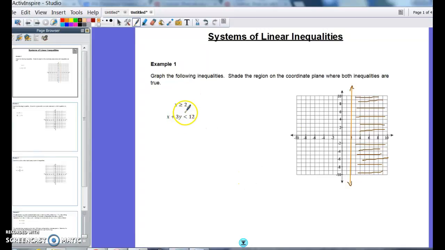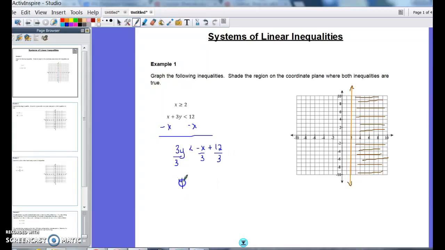Okay, now the next one is x plus 3y is less than 12. So I have to put that into y equals mx plus b form so that I know where to graph the line, and then I'll deal with the shading. So the first thing I'm going to do is subtract x from both sides, and that gives me 3y is less than negative x plus 12. And then from there, I'm going to divide everything by 3.